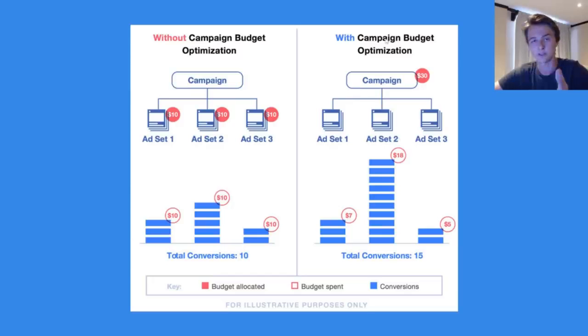So if you turn on CBO with the same ad sets, what would have happened is that Facebook would have spent much more on ad set 2 when it saw that ad set 2 was getting more purchases. So it would optimize the spend to spend more on ad set number 2. The result is that instead of getting just 10 conversions, you would end up with 15 conversions for the same amount spent. So that's what CBO is, and it's a really interesting feature, and it's definitely worth testing.